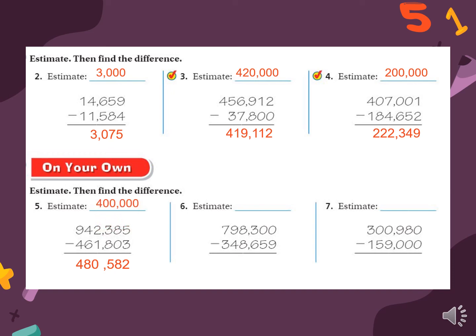Number 6, 798,300 minus 348,659 equals 449,641. The estimate number is 500,000. Number 7, 300,980 minus 159,000 equals 141,980. Estimate is 100,000.